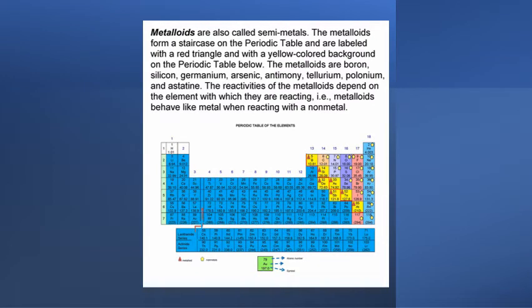Metalloids are also called semimetals. The metalloids form a staircase on the periodic table and are labeled with a red triangle in the table and a yellow-colored background on the periodic table in the picture. So they make a staircase. The reactivities of the metalloids depend on the element with which they are reacting. For example, metalloids behave like a metal when they react with a nonmetal.